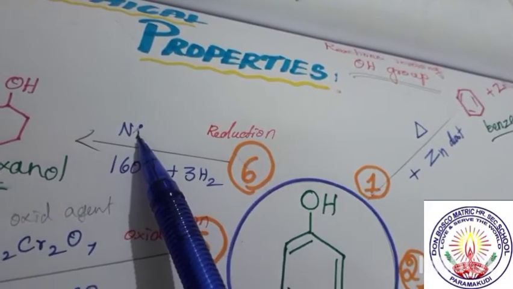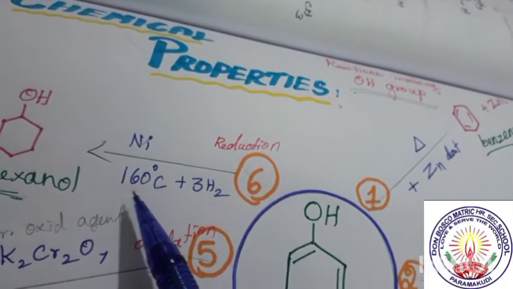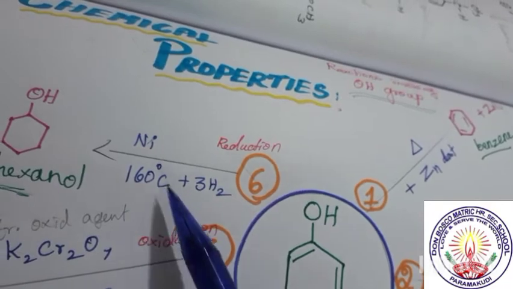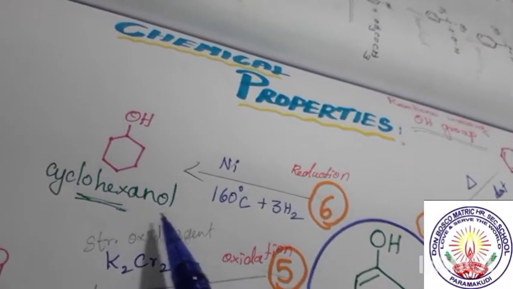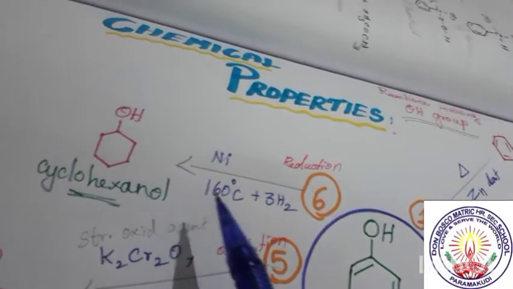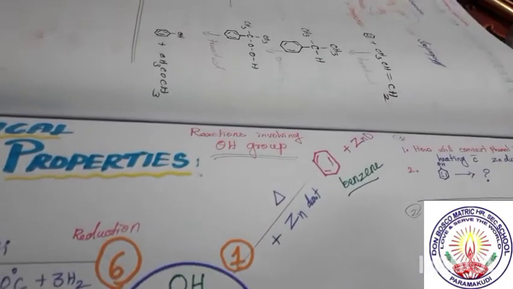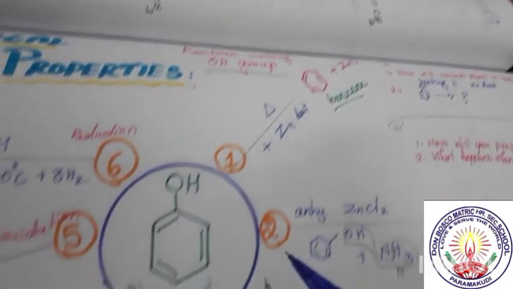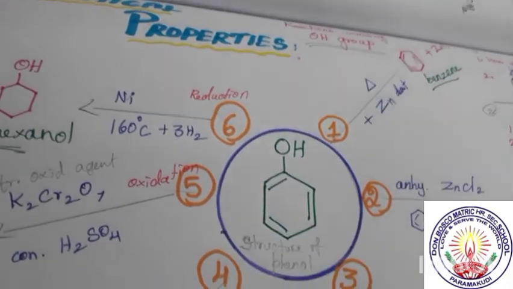The sixth reaction is a reduction reaction, that is, when this phenol is treated with H2 at 160 degrees Celsius using nickel as a catalyst, we get cyclohexanol. So these are the 6 reactions involving the OH group. These are the chemical properties of phenol.